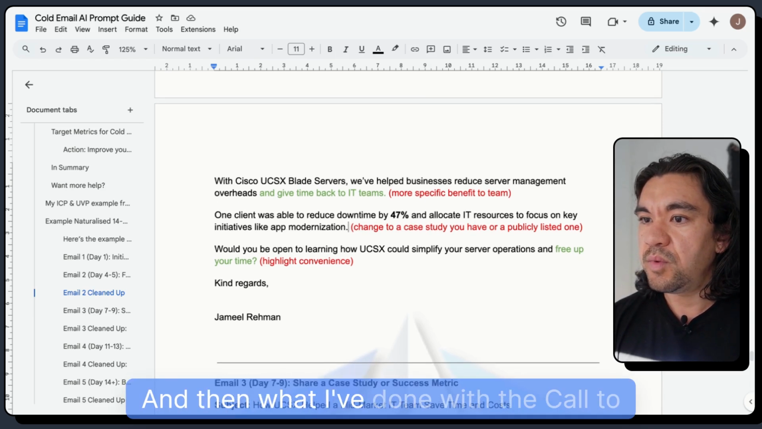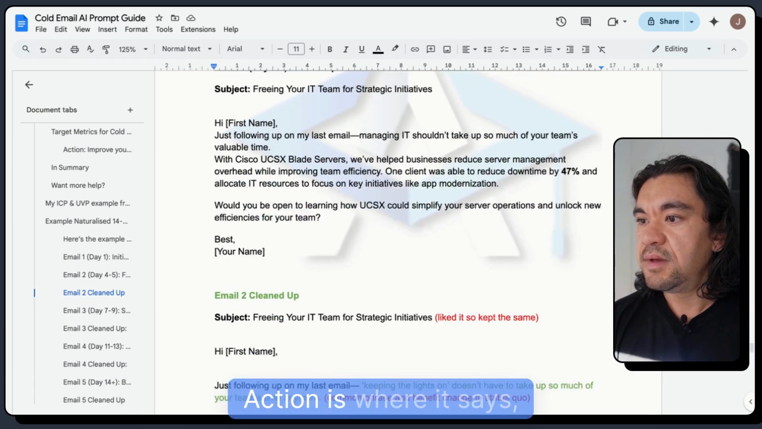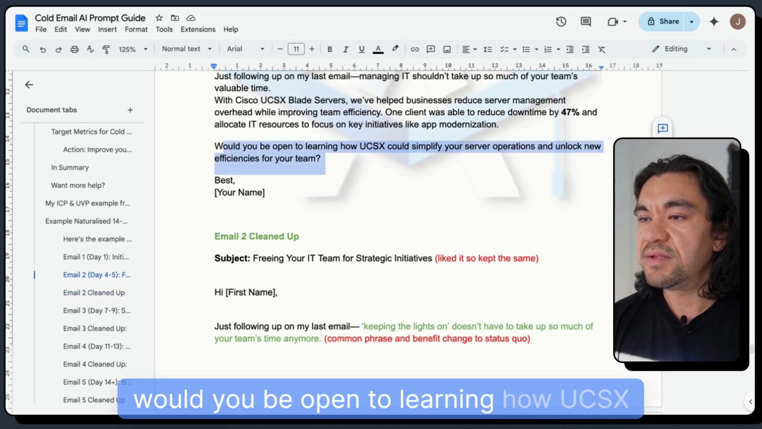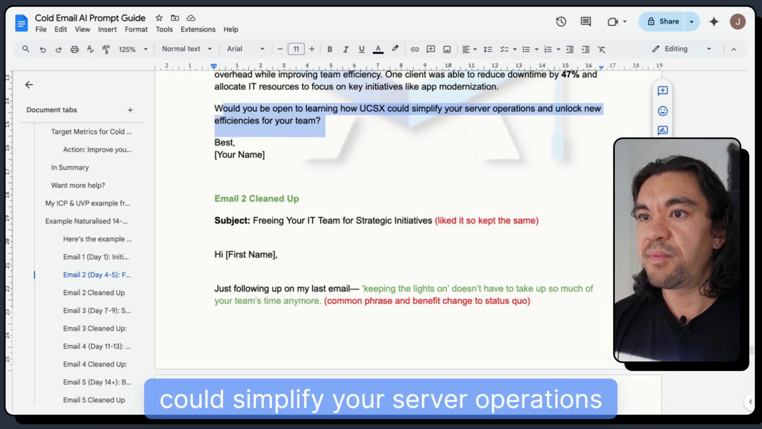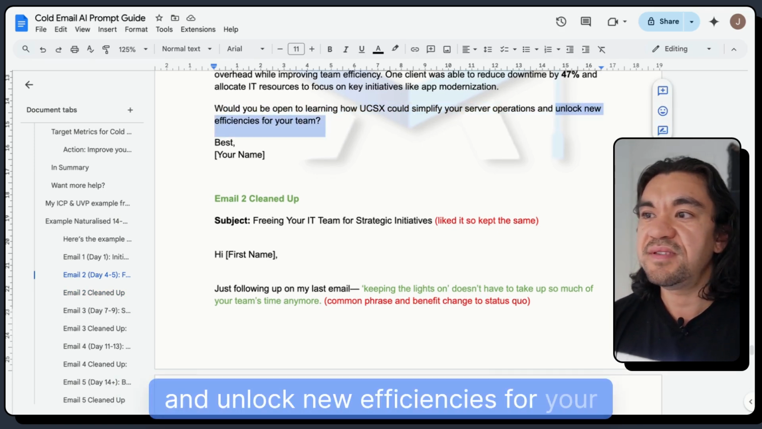And then what I've done with the call to action is where it says, would you be open to learning how UCSX could simplify your server operations and unlock new efficiencies for your team?